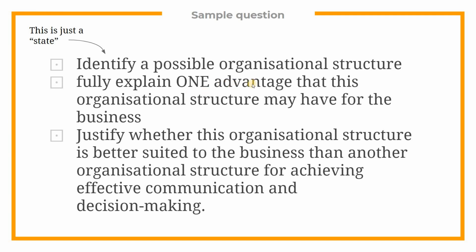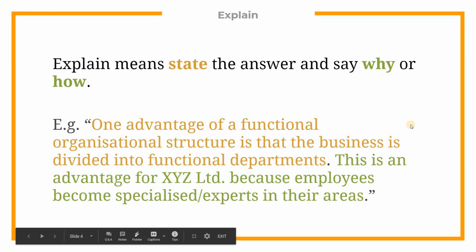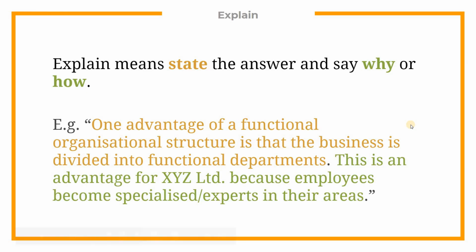Because the question is asking me to give an advantage. So here's the advantage. Then in green, I'm going to say this is how or why it's an advantage. So this is an advantage for XYZ Limited, the business I've made up, because employees become specialized or experts in their areas. So I've said now this is why dividing them into functional departments is an advantage.